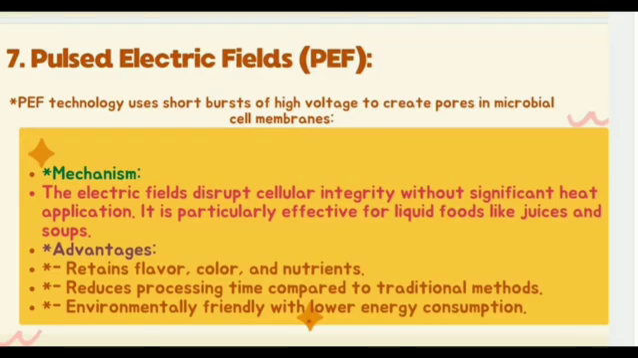Let's see another type of food preservation, which is pulsed electric field. As the name suggests, this method involves an electric field to preserve the food. Let's see its definition. PEF technology uses short bursts of high voltage to create pores in microbial cell membranes. About its mechanism, the electric fields disturb the cellular integrity without significant heat application. It is particularly effective for liquid foods like juice and soups.